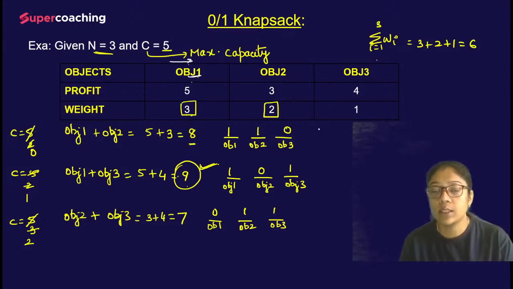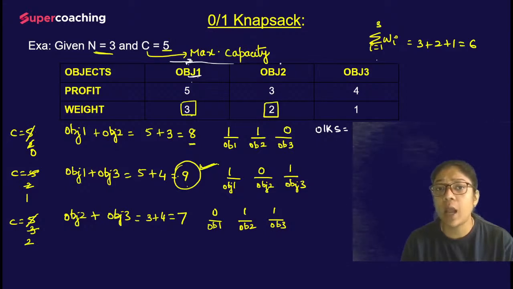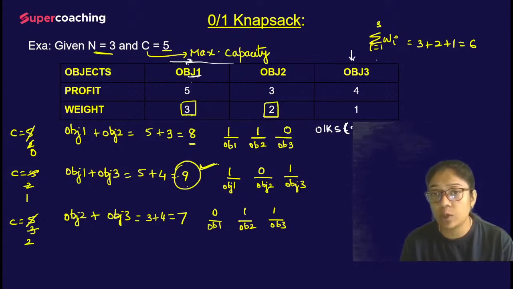So what we are doing is I'm making a call to a function 01 knapsack. ये क्या कर रहे हैं, किसके ऊपर कॉल कर रहे हैं? Right now we have 3 objects. I am focusing on the object 3, 01 knapsack. Right now the maximum capacity is 5 and I am considering object 3. This is the maximum capacity and this is the object that we are considering.